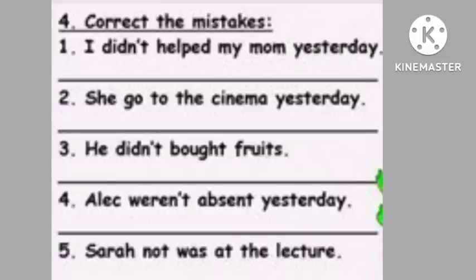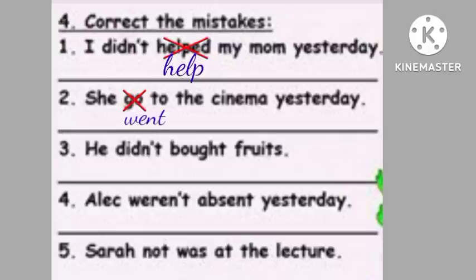Now, this is the last question. I want you to correct the mistake. You find out which one is the mistake from each sentence. Number 1, I didn't helped my mother yesterday. Yeah, help. Udah didn't harus kembali ke verb 1. Jadi help, not plus ed anymore. Okay, help verb 1. Kata dasar.